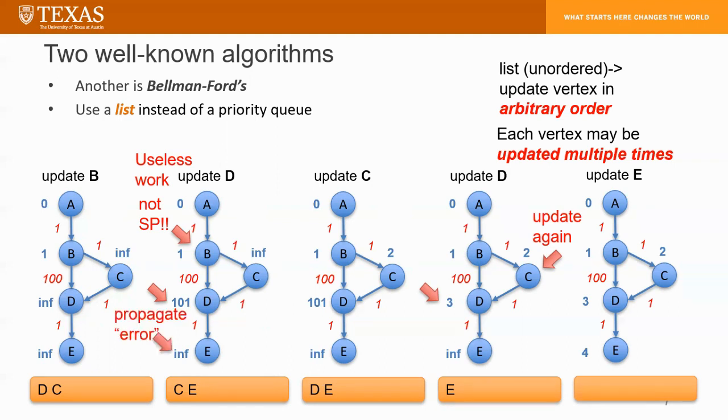And furthermore, if we update D with the longer distance, D may use this wrong distance to update its neighbors. As you can imagine, if we have a larger graph and many threads working in parallel, we end up with a lot of redundant work.